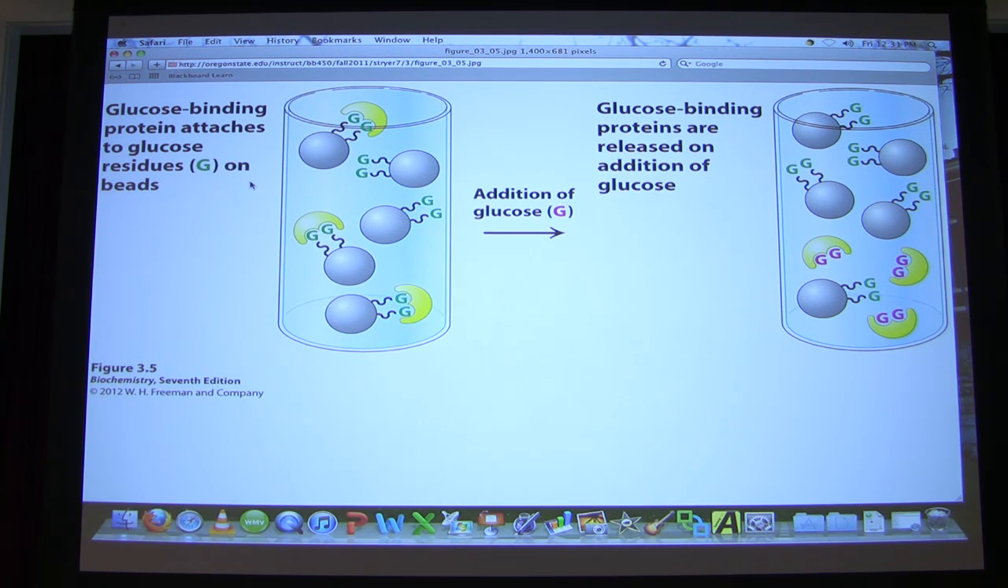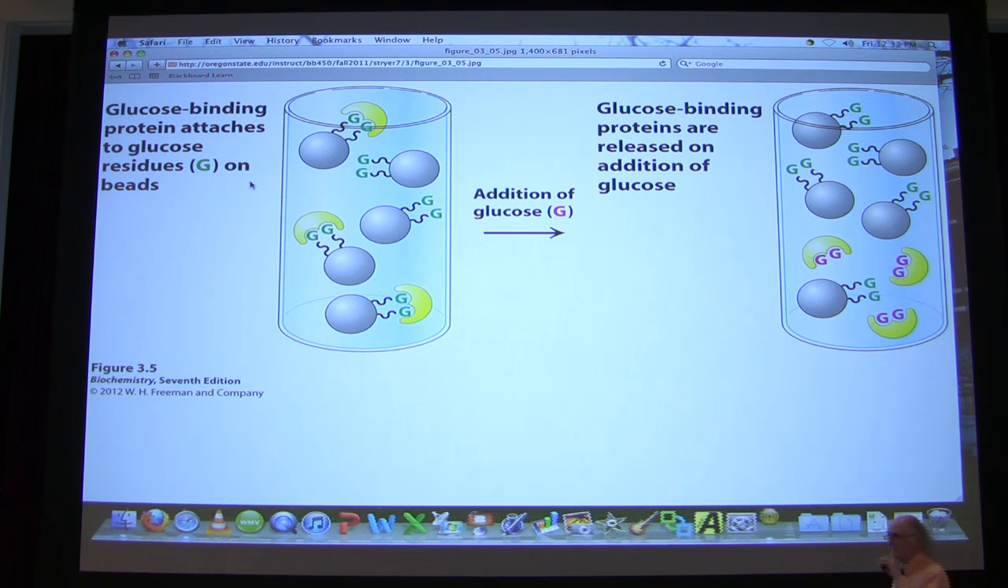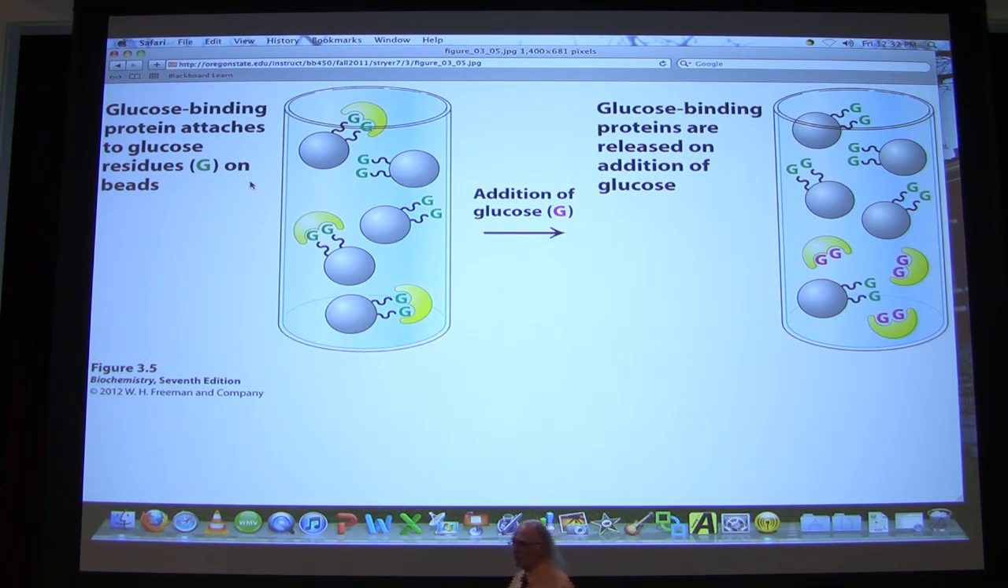How do I get my protein off? I would ask you that question. How would I get my protein off of such a column? What would I have to add? Whatever the natural target is. ATP. I could add ATP, right? And so now my protein is going to let go of this, and it's going to grab ATP, and it's going to come off, right?